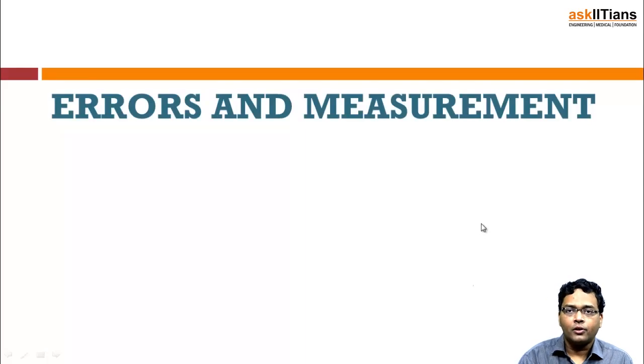So now we move on to the next topic, that is errors and measurements. Every measurement that we do is not foolproof. There are going to be some errors that will definitely be involved in it. So what are the errors that are involved? Let's try to understand that in this topic, errors and measurement.